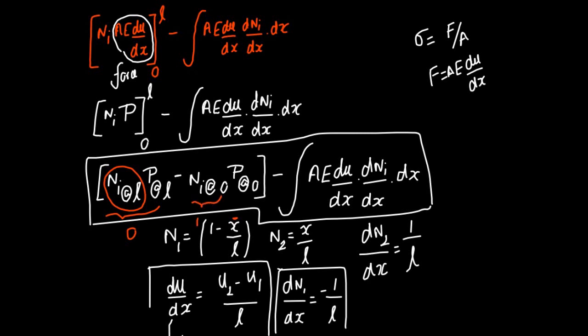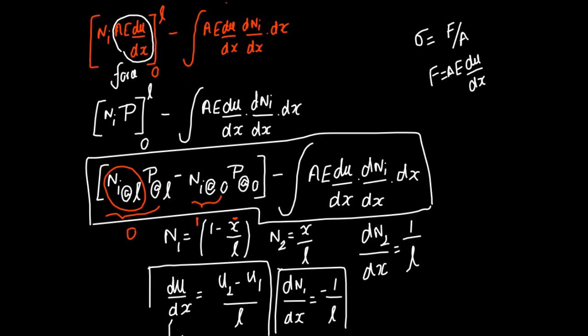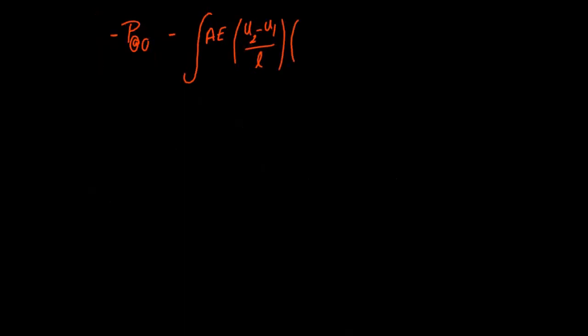So if I use the first equation, all I'm going to get is minus the load at x equal to 0. So in the next step, it's minus the point load at x equal to 0, minus the integral of AE into du over dx, which I told you is strain, u2 minus u1 by L, into dN1 over dx, which is simply minus 1 over L, with respect to dx.